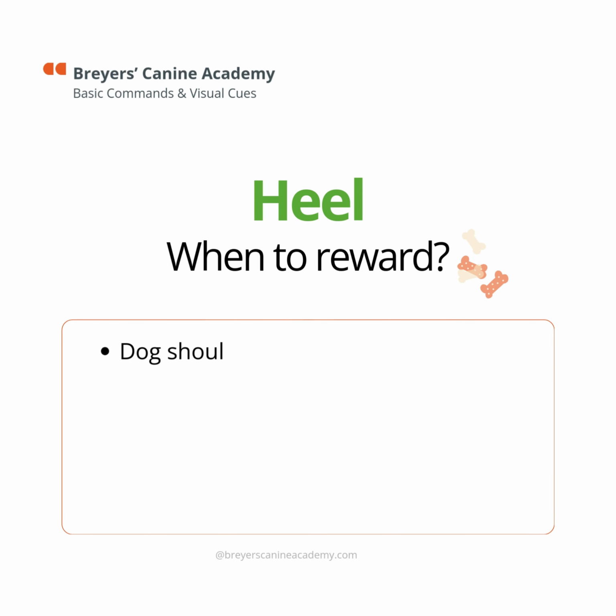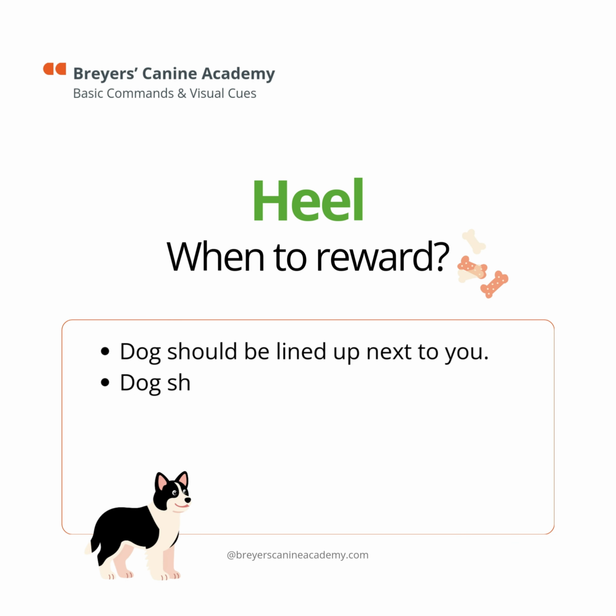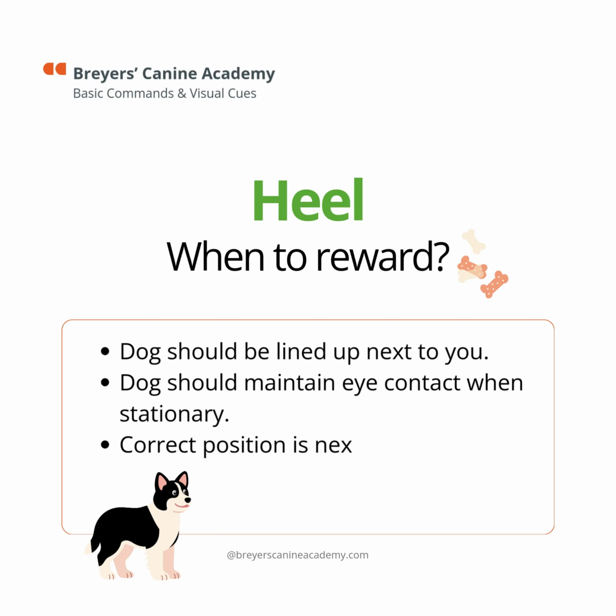And if your shoulders or any other part of your body are moving around too much, it can be confusing for the dog. Now, while in heel, you're obviously going to reward your dog for doing heel correctly. So when using treats, you should only reward when your dog is properly lined up next to you. When stationary, your dog should also be giving you eye contact. And while in motion, eye contact is not required, but a correct position next to your left leg is.